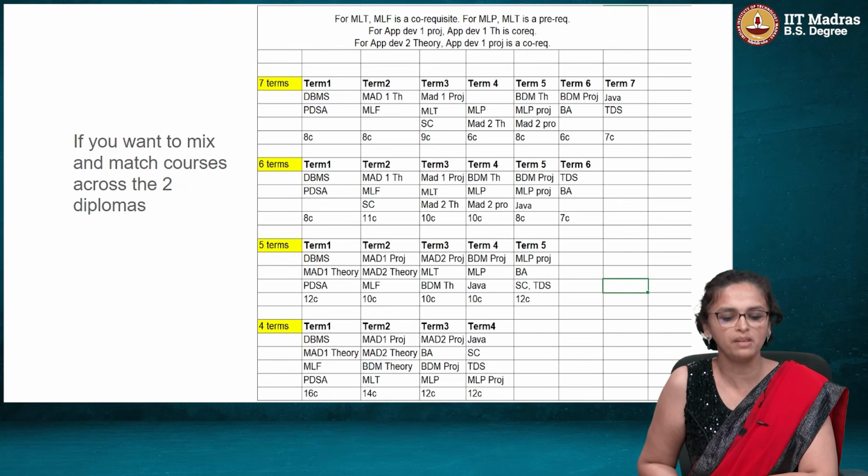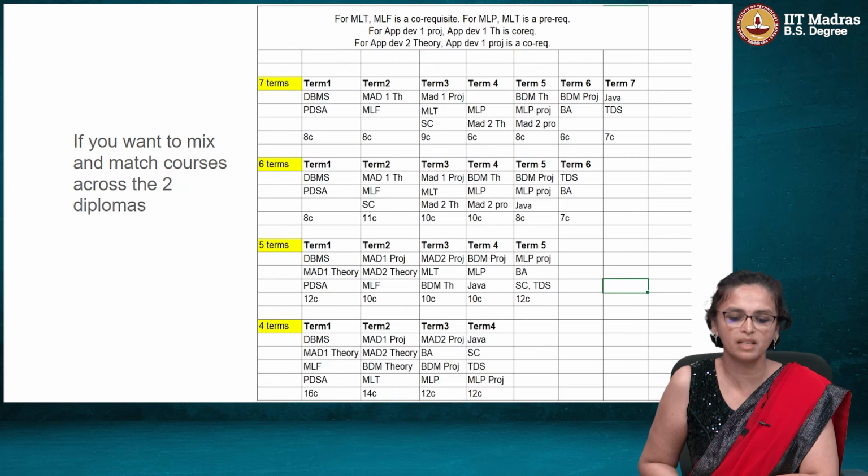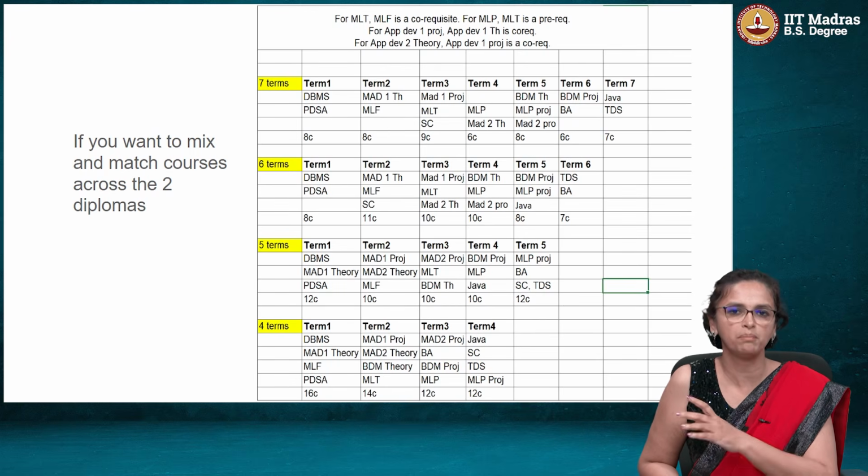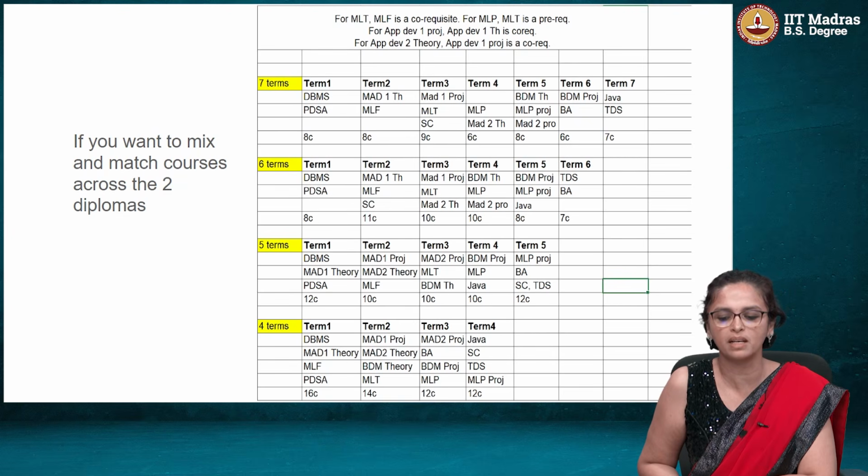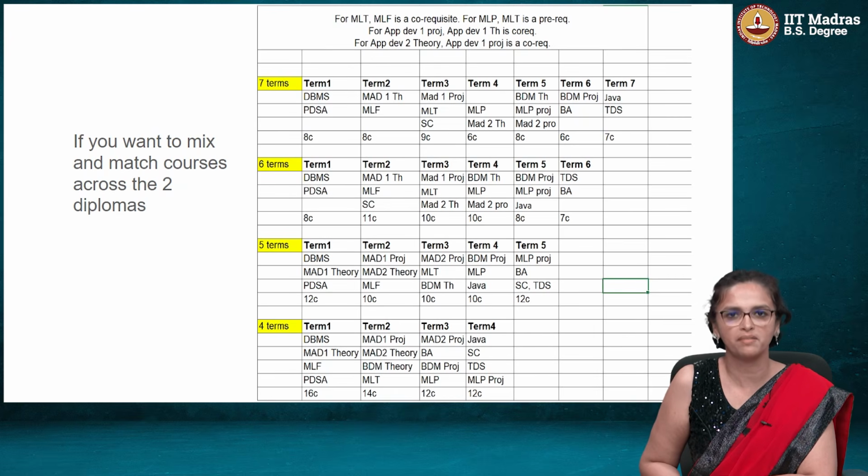This shows you the way in which you can finish both diplomas in 4 terms. This would be the shortest possible from our side, that you can finish both the diplomas in 4 terms, and the next would be 5 terms, where we have given how you mix and match the courses and which courses you take when, based on the prerequisites, co-requisites, and how you complete it. It is shown here. And also there is a sequence of courses you can take if you want to complete both the diplomas in 6 terms or 7 terms.